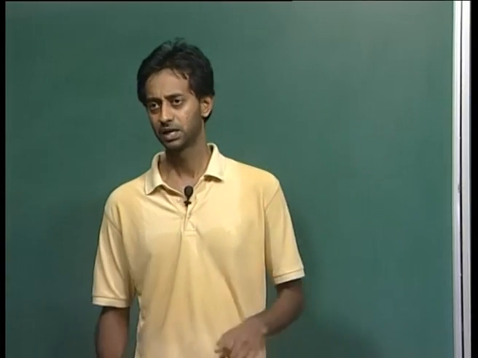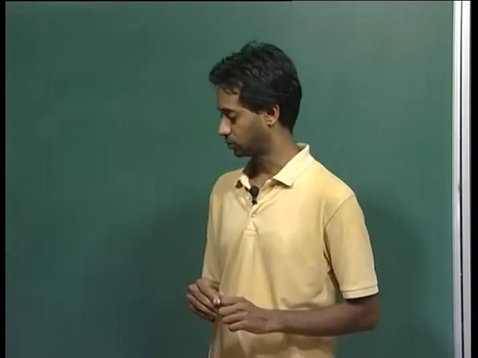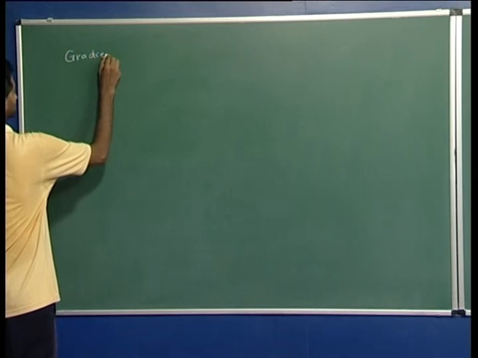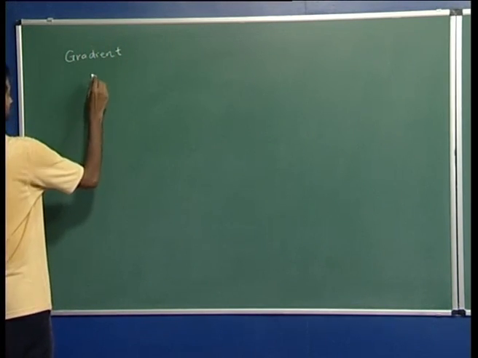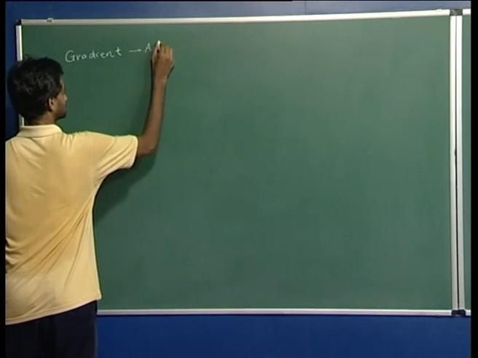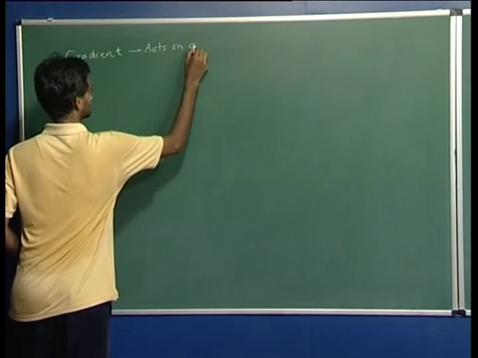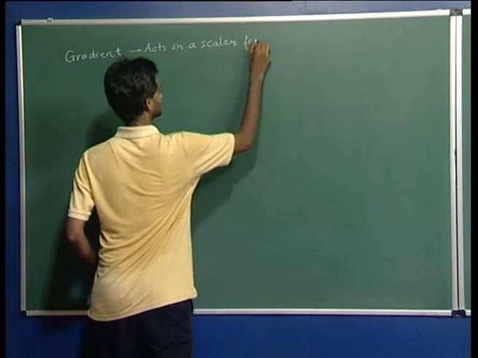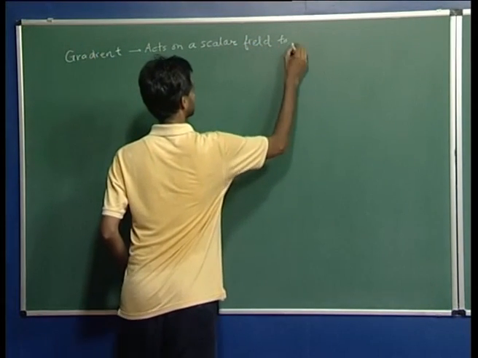Now, let us look today at the physical significance of each of these quantities, starting with the gradient. So, to recap, the gradient operator is defined in the following way. Gradient acts on a scalar field to give a vector field.